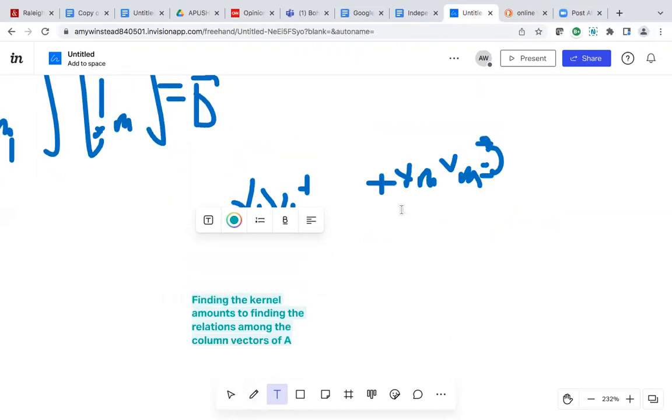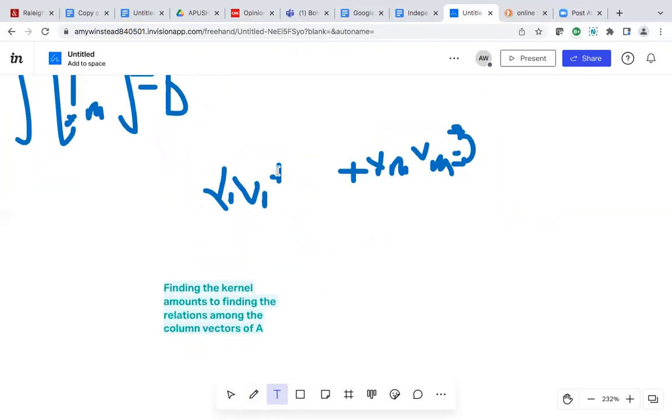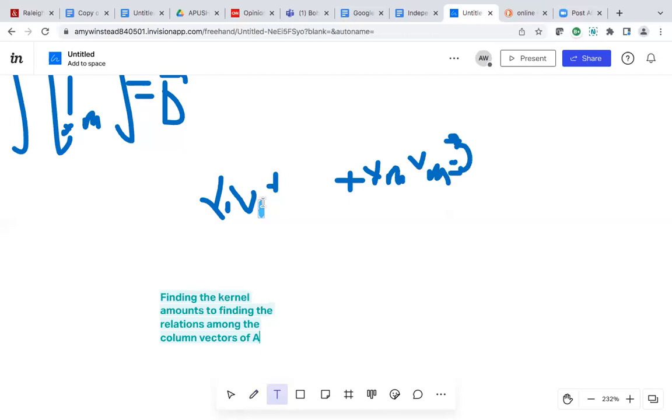Because if we look at this, we've got this set equal to 0, right? And it's in the dot product form. And to figure out what the kernel is, we really need to figure out all of the scalars, all of the x's, basically, that will work for this relation, right? So we need to figure out all the x's that will work for this relationship and make that true.